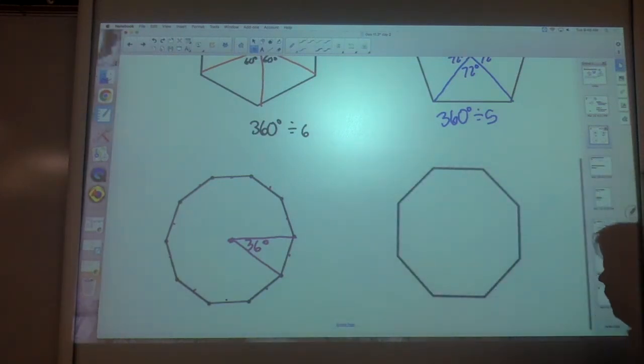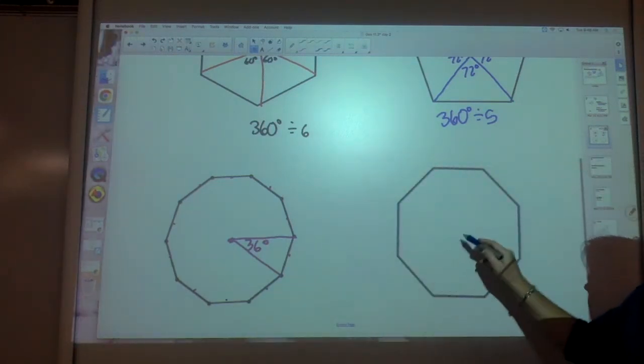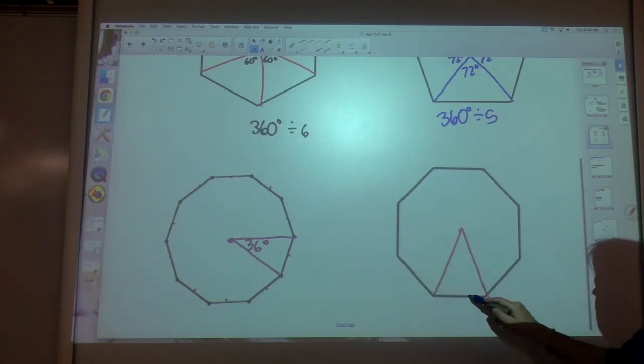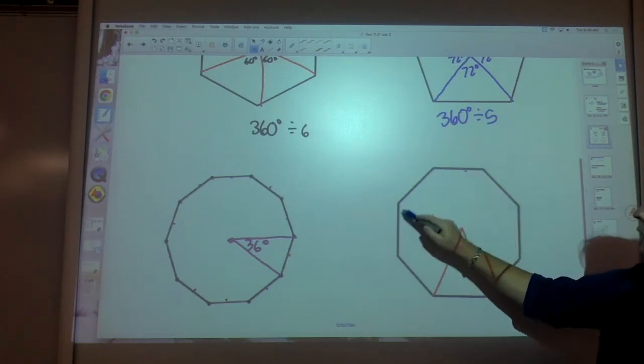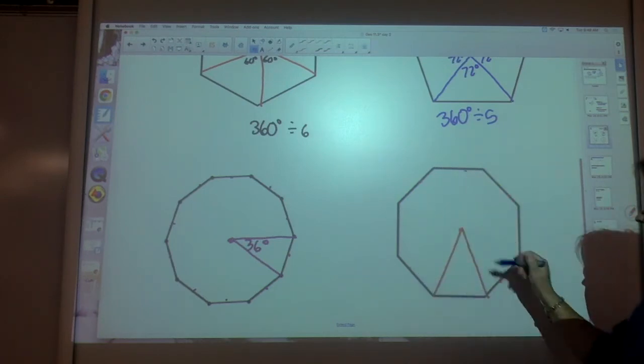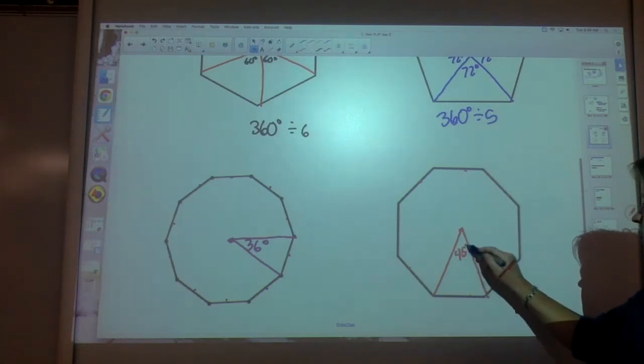Another one, find the center. Draw a triangle wherever. This has 1, 2, 3, 4, 5, 6, 7, 8 sides. So 360 divided by 8. These are 45-degree angles.